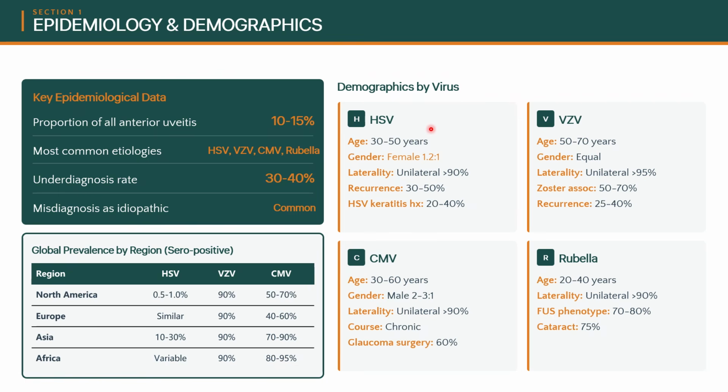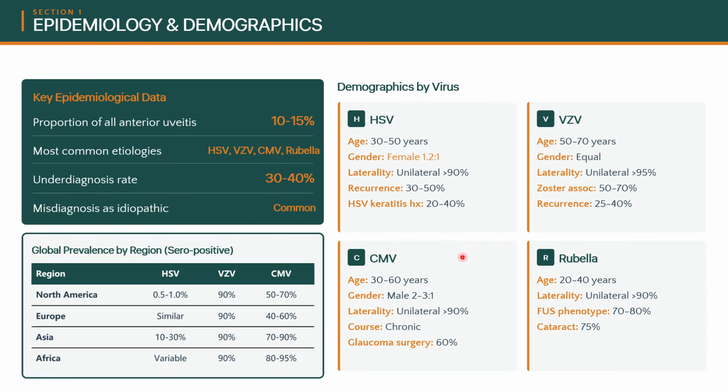These are certain demographic data. We used to say that generally herpes simplex affects people before the age of 60 years, and varicella zoster commonly affects people beyond the age of 60 years. Cytomegalovirus has a broad range of affection between 30 to 60 years. Similarly, rubella affects a little bit younger populations.